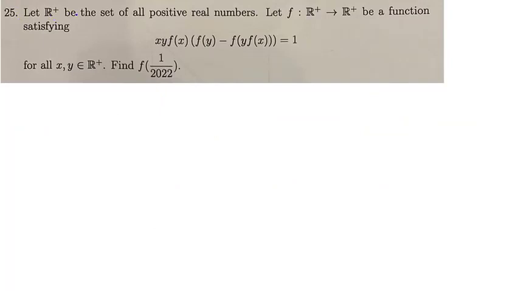25. Let R plus be the set of all positive real numbers. Let f from positive real numbers to positive real numbers be a function satisfying x by f of x times f of y minus f of y times f of x equal to 1 for all x, y that are positive real numbers. Find f of 1 over 2022.